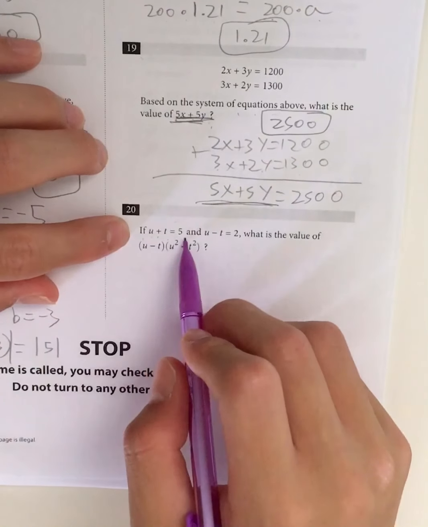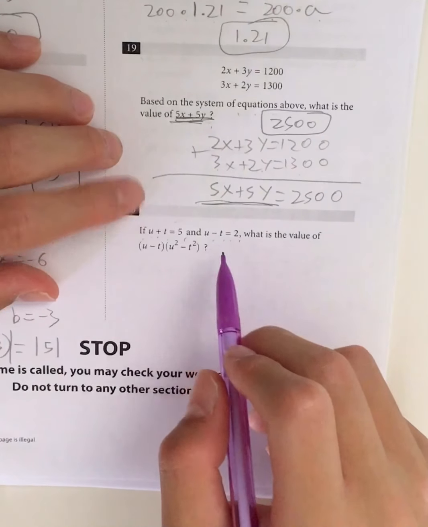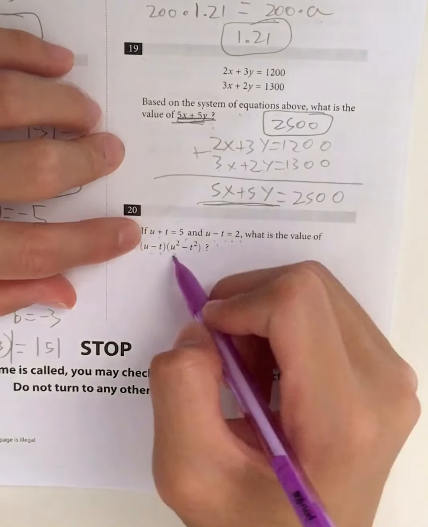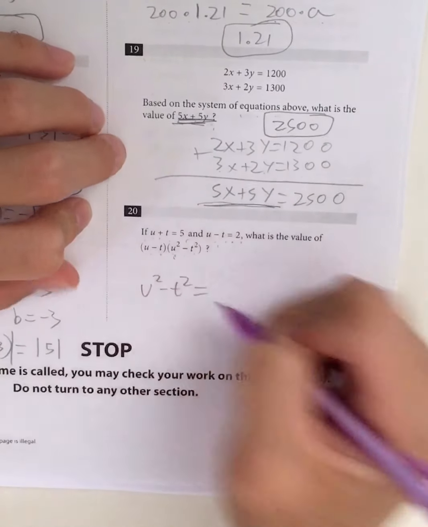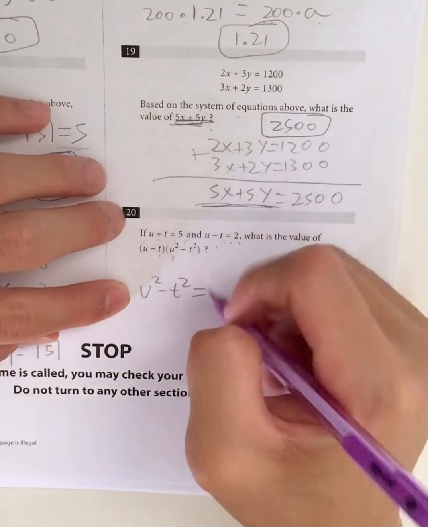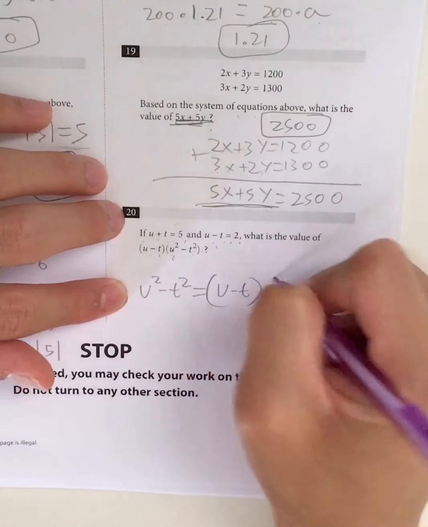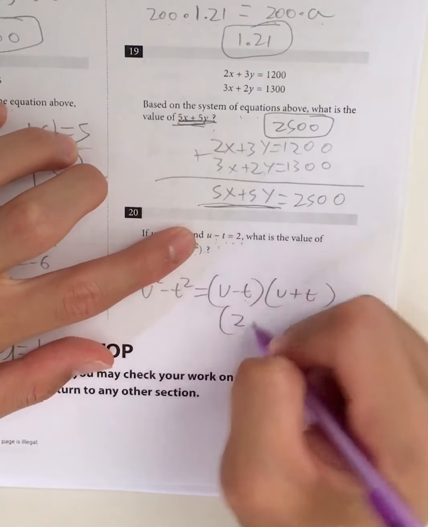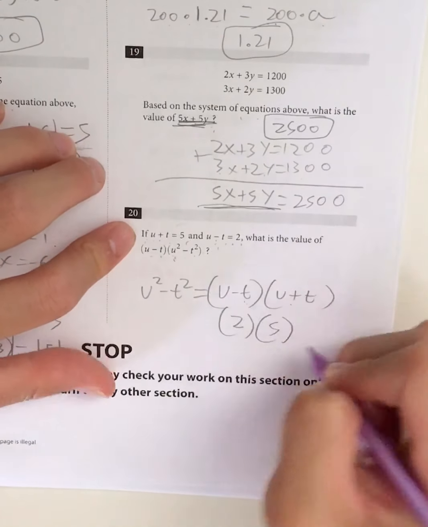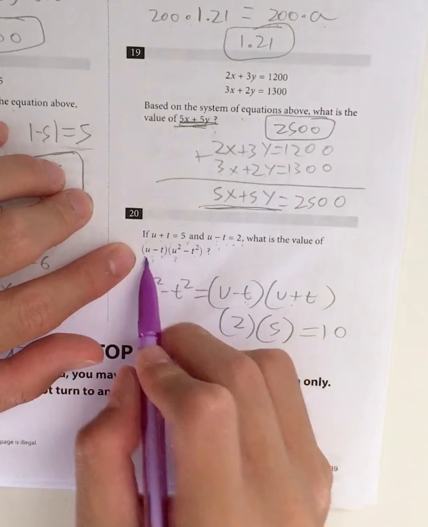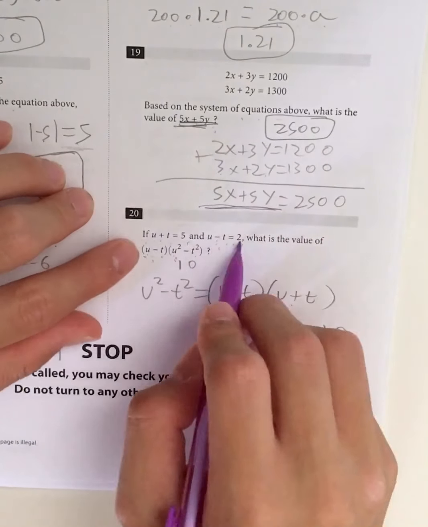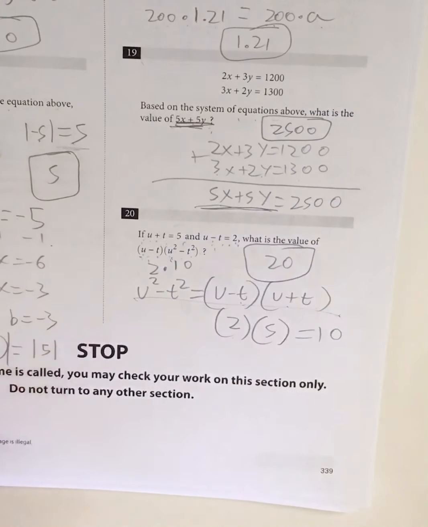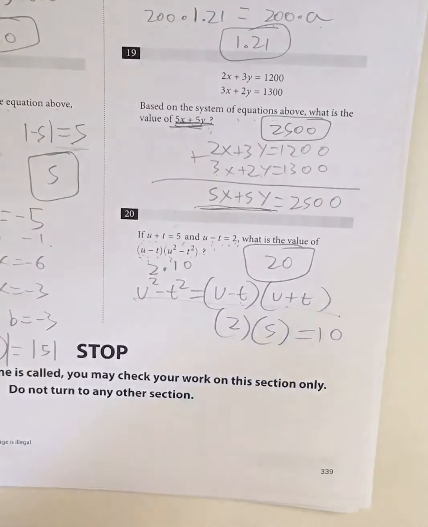If u plus t is equal to 5 and u minus t is equal to 2, what is the value of u minus t times u squared minus t squared? Alright, u squared minus t squared. You guys ever see this equation? It's the difference of squares, which is equal to what? U minus t times u plus t. Wow, they gave you the value of u minus t, 2. The value of u plus t, 5. What is that? 2 times 5? 10. And now they're asking for 10 times u minus t. What is u minus t? 2. 2 times 10? 20. Bam. You see the difference of squares? Your answer is going to be found in a matter of seconds. So, yep. There we go.